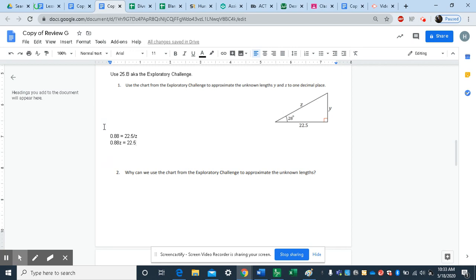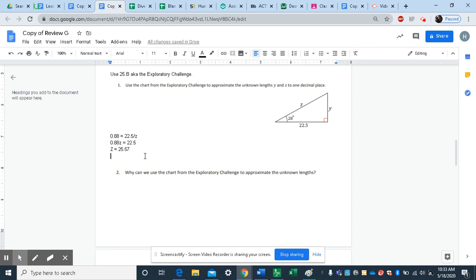So now that we have the z not on the bottom of a fraction and it's positive, we need to divide by 0.88 so that we can get the z by itself. So we're going to do 22.5 divided by 0.88, which gives us z equals 25.57, because there was an 8 in the 3rd decimal place, which makes the 6th round up. So that means z is 25.57.